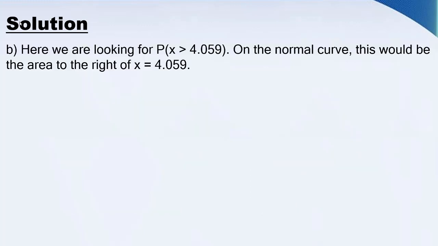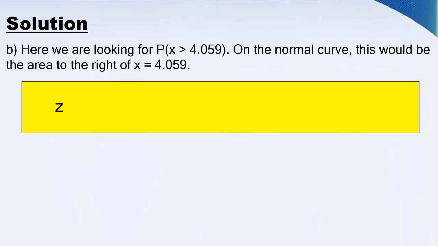In part B, we're looking for the probability that x is bigger than 4.059. Well, a greater than probability gives me area to the right. So that means when I find my table value, it's not going to be the area. I'm going to have to do 1 minus the table value to find the area that I'm looking for, because table values are always area to the left. But we are going to still start with a 4.059 and find the z-score.